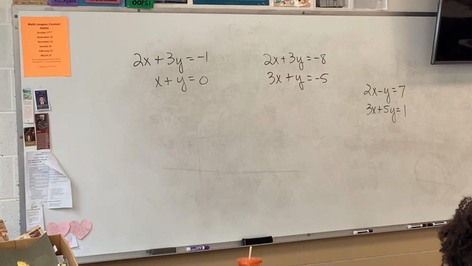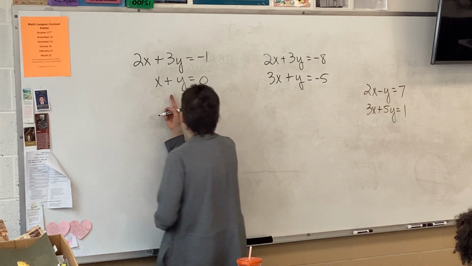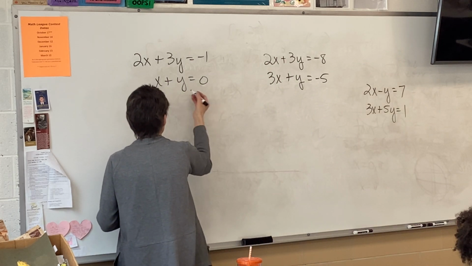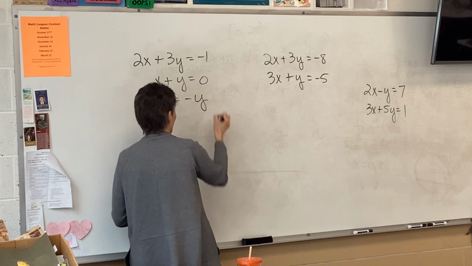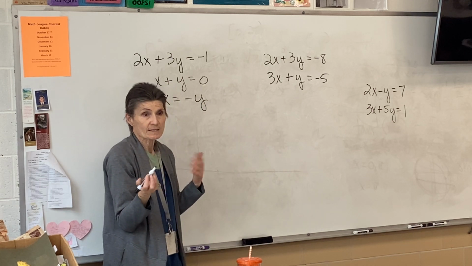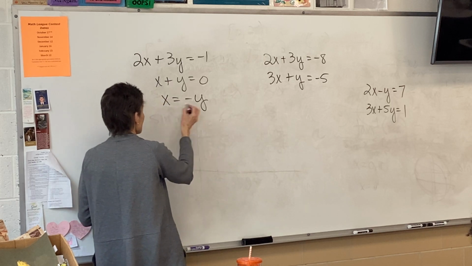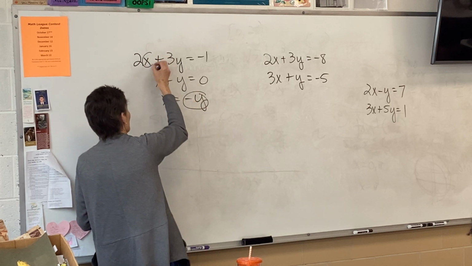How do I do substitution? What's that strategy? I have to get a variable by itself. And in this case, it's going to be real easy. Maybe I'll say x equals negative y. Or I could say y equals negative x. It doesn't matter. All right, so I went this way. So this is my x. So it's going to get plugged in right there.